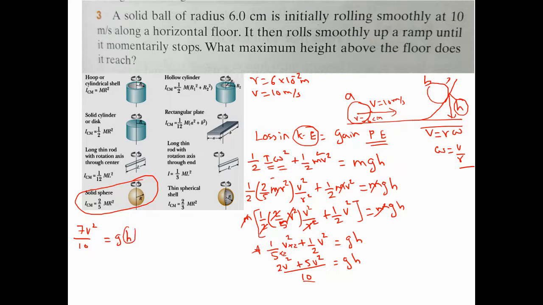We are going to find the height only. Therefore, my height is equal to 7v square over 10 multiplied by g. Am I right? Yes, teacher, you are right. What is our v, brother? It's already given in the question. Our v is exactly 10 meter per second. So 10 square divided by 10 multiplied by our g value, 9.8. You just work it out with your calculator, 7.1. Understand?